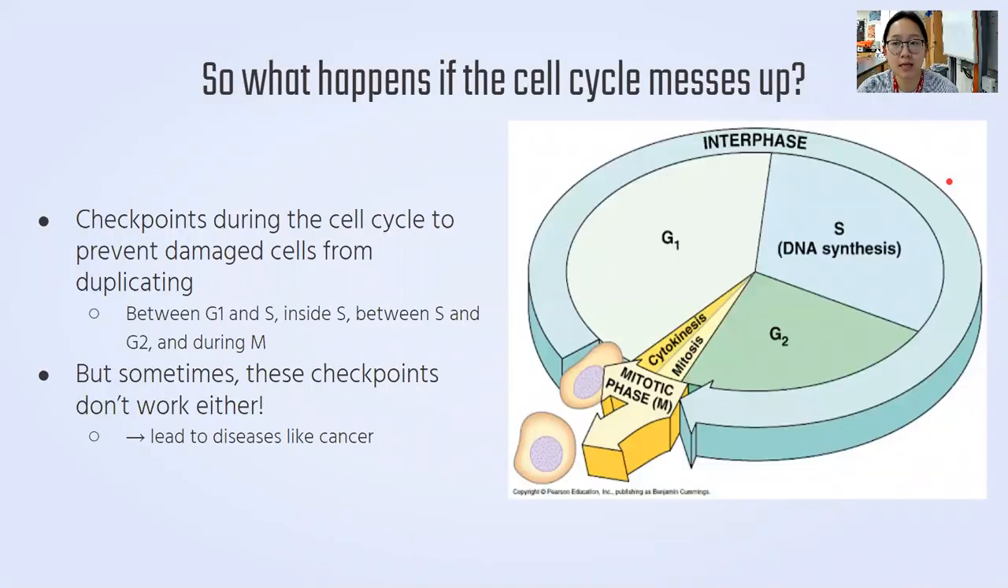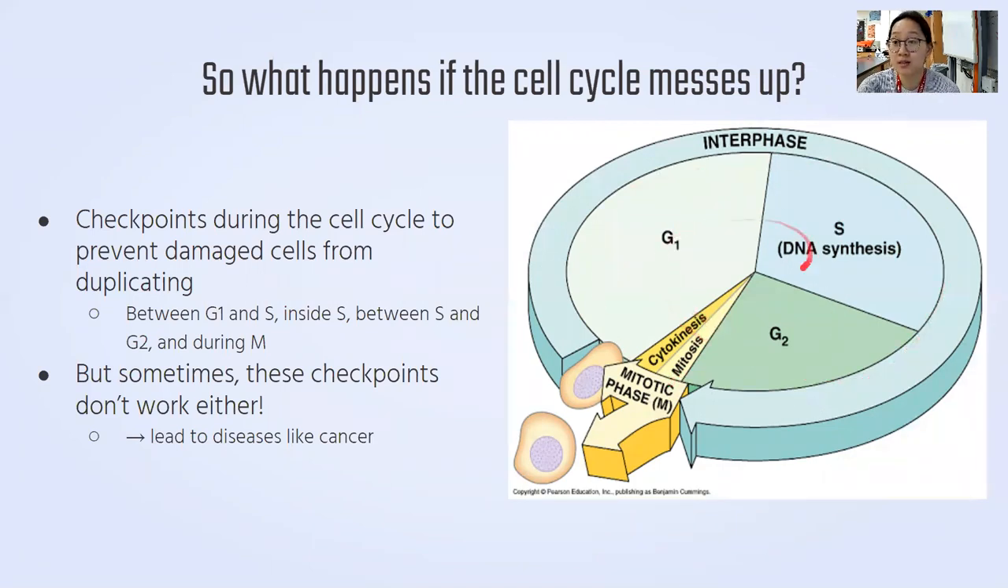So what happens if the cell cycle actually messes up? Well, there are checkpoints that happen during the cell cycle to prevent damaged cells from duplicating. There's one between G1 and S right here. Inside of S, there's one to make sure the DNA has replicated properly. And then there's one between S and G2. And then there's one at the beginning of mitosis, right after G2.